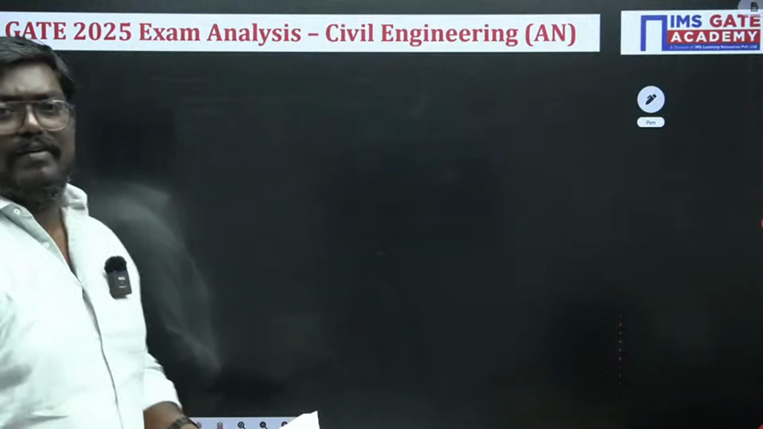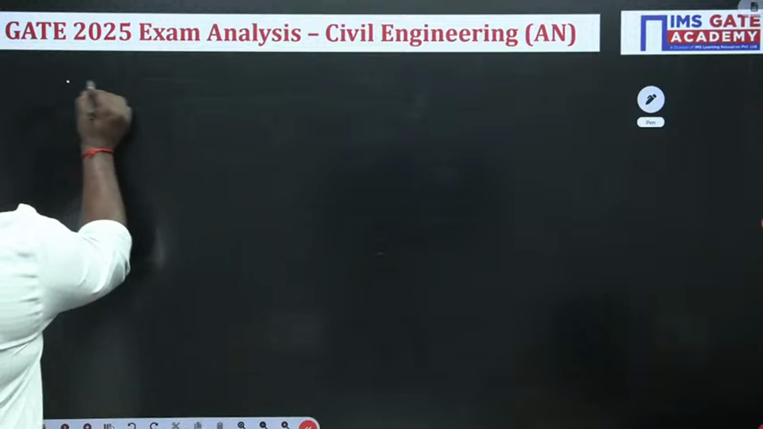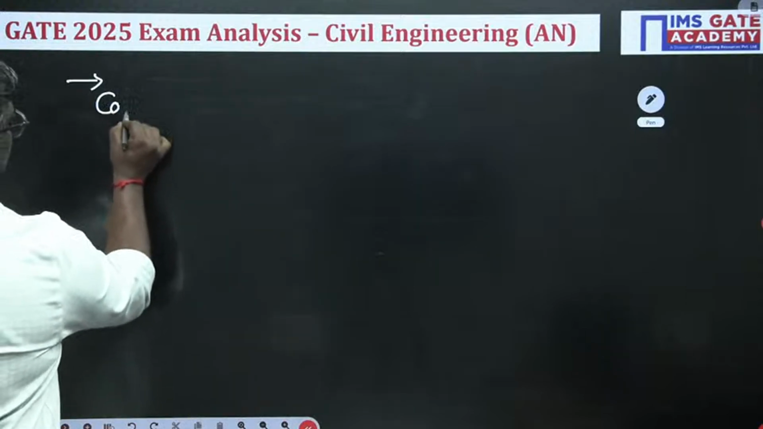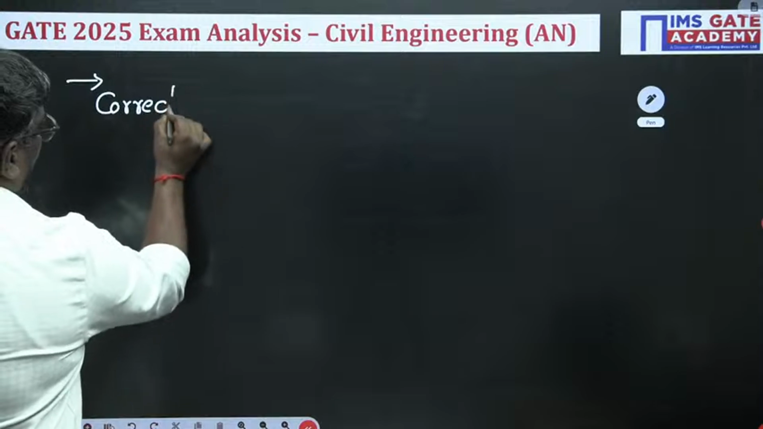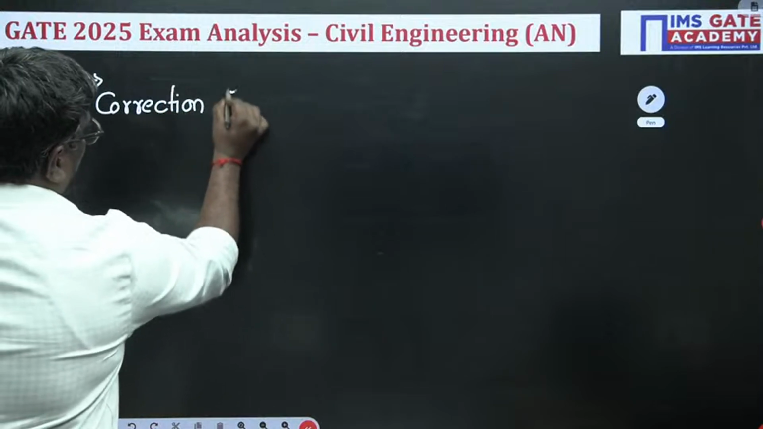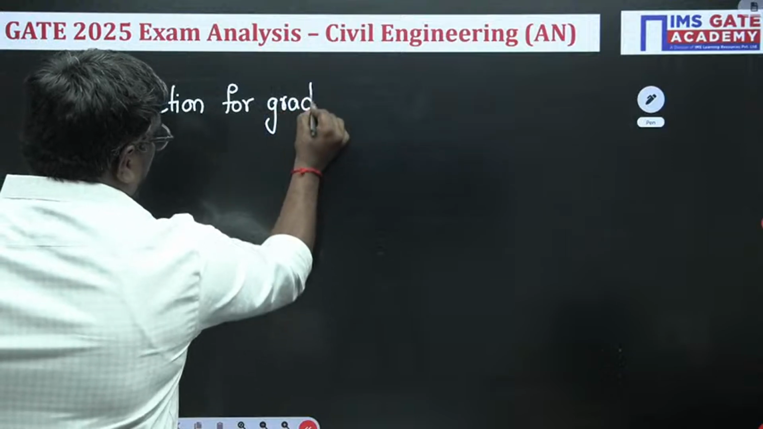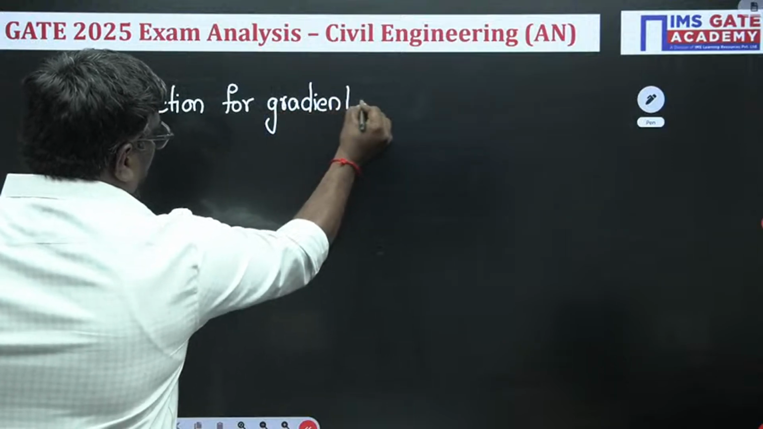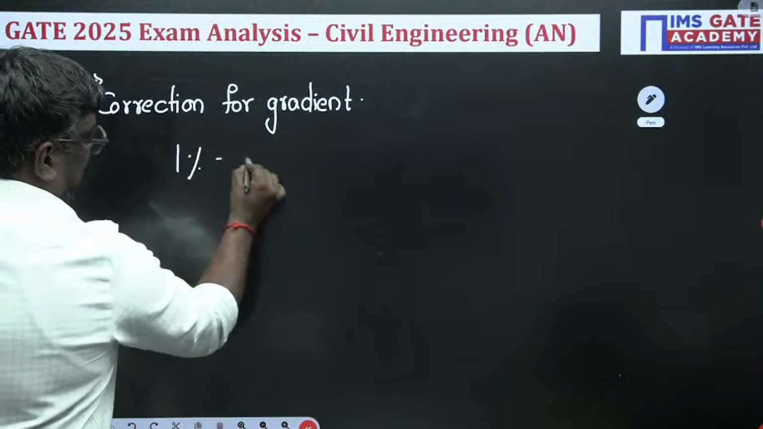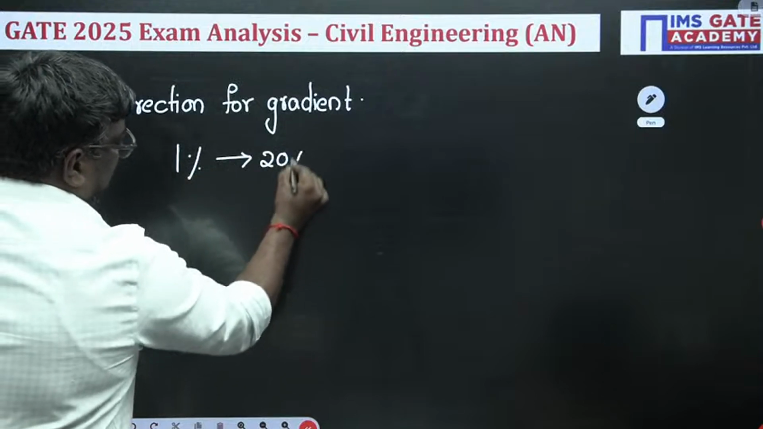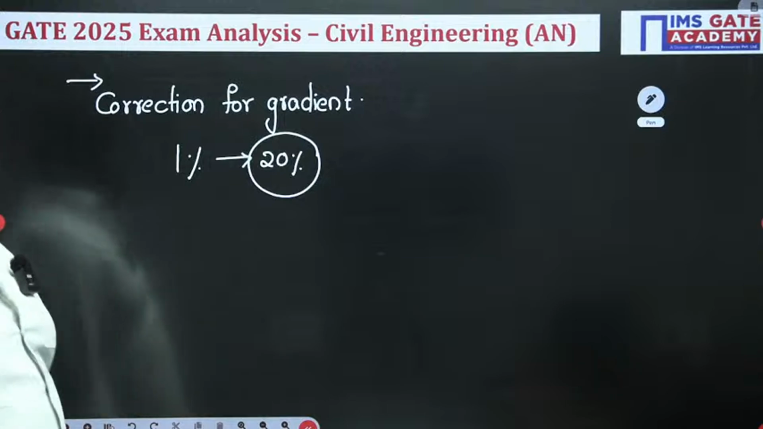Next, they have given, I have told this also, correction for gradient. In airport they have given correction for gradient. For every 1% gradient, the correction should be how much, sir? 20 percent. This is the standard value.